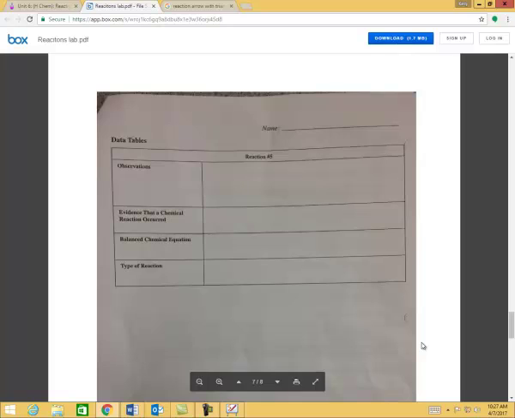And then reaction 5, the last one. Oh my gosh, wasn't that beautiful? I love this reaction.